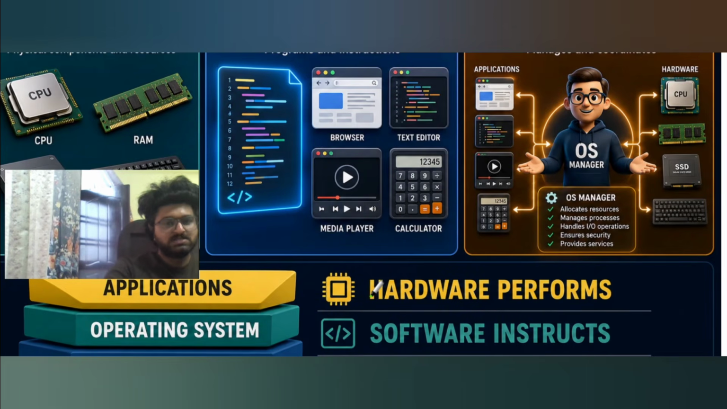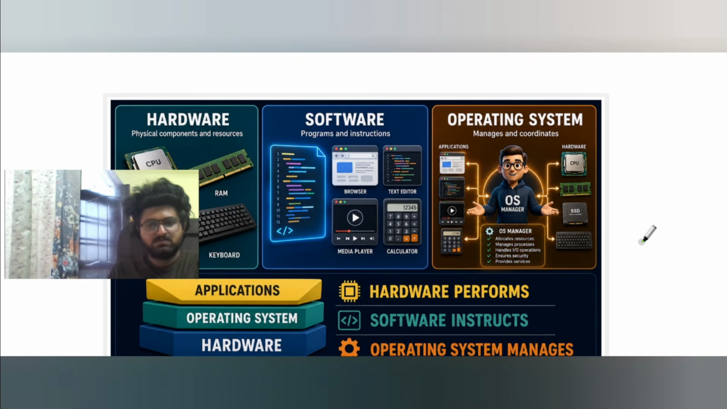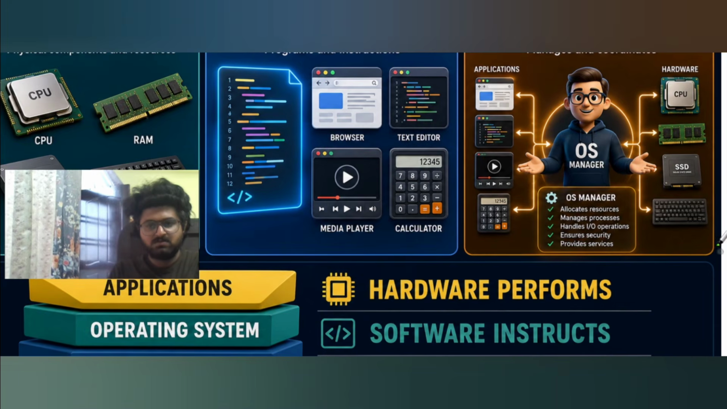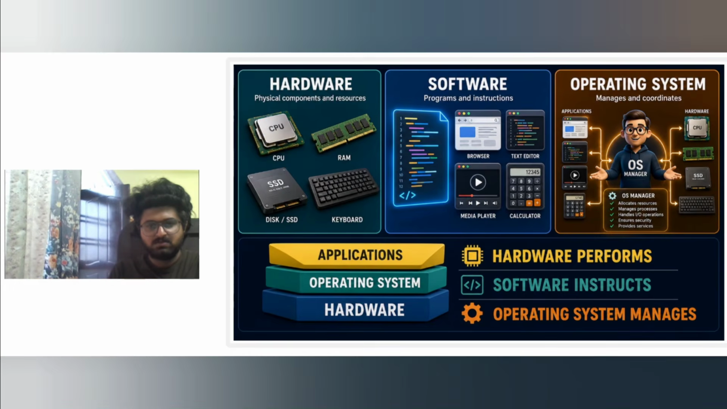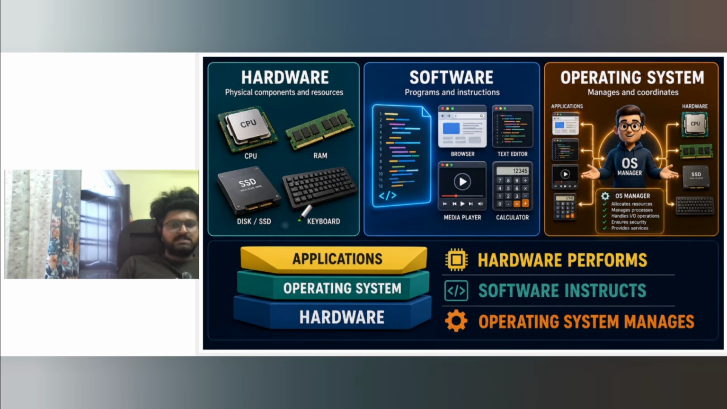Let us classify these things. Basic hardware components are physical components such as CPU, RAM, disk or keyboards. Software are browser, text editor, media player, calculator, and the OS manages the applications.